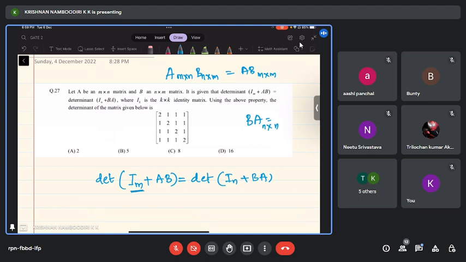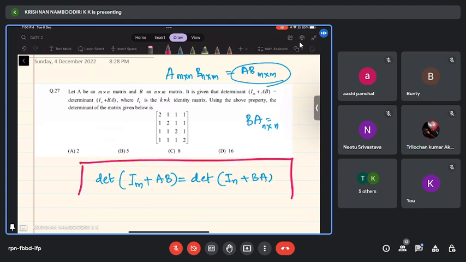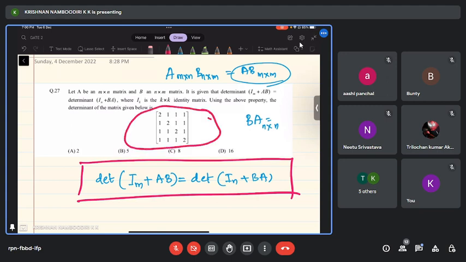So you can add these things. IM means an M cross M matrix. AB is again of size M cross M. This is a different matrix, identity matrix plus AB. And this is a different matrix, identity matrix of size N plus matrix BA. It is given, and in fact it's a property that is there in matrix theory. You can use this property. And it is asked to find the determinant of this matrix using this property.